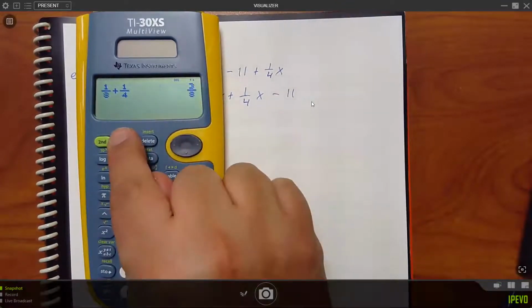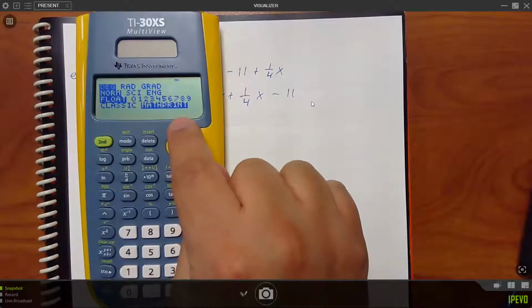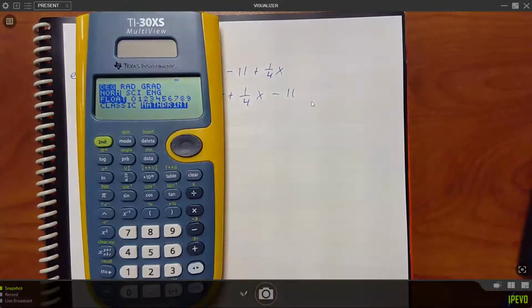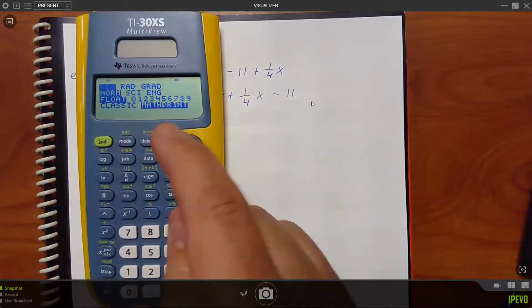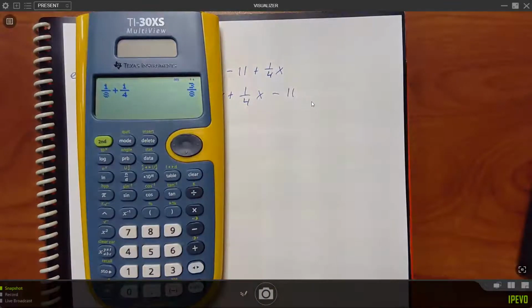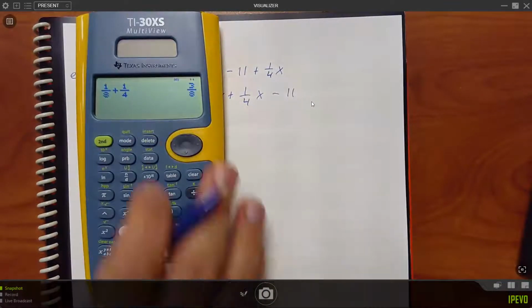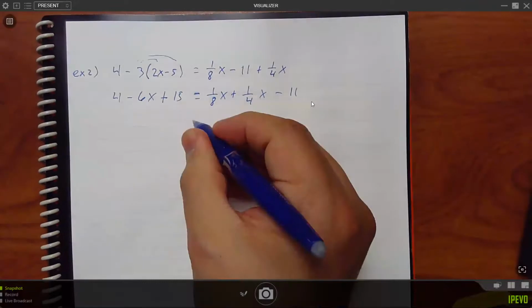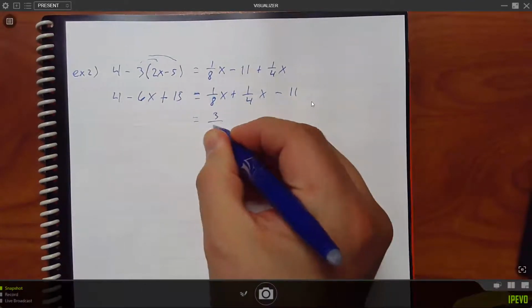If you go to mode, see how it says math print? So it'll always be the reduced form, even for square roots too. They can save you some work there. So 1/8 plus 1/4 is 3/8. So this is really 3/8.